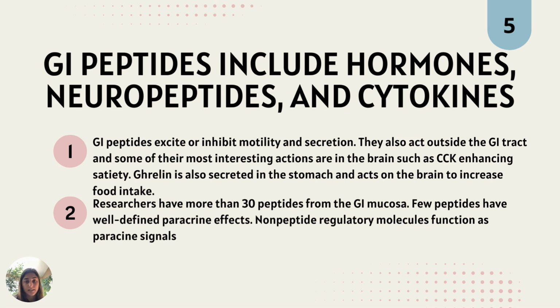Next, we look at GI peptides, including hormones, neuropeptides, and cytokines. GI peptides excite or inhibit motility and secretion. They also act outside of the GI tract, and some of their most interesting actions are in the brain, such as CCK enhancing satiety. Ghrelin is another, and it is secreted in the stomach and acts on the brain to increase food intake. Researchers have found more than 30 peptides in the GI mucosa, and there are few peptides that are well defined in their paracrine effects. Non-peptide regulatory molecules also function as paracrine signals.